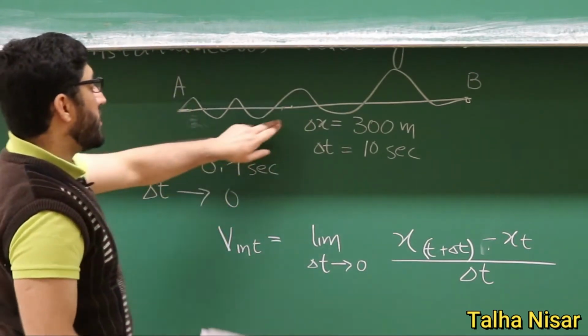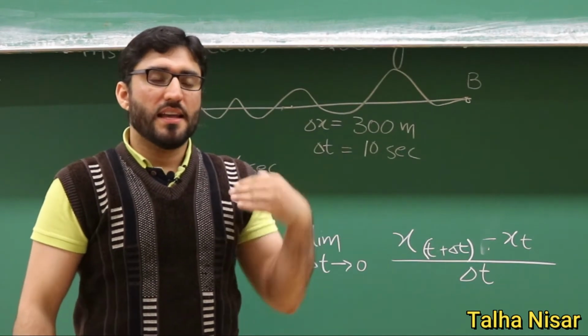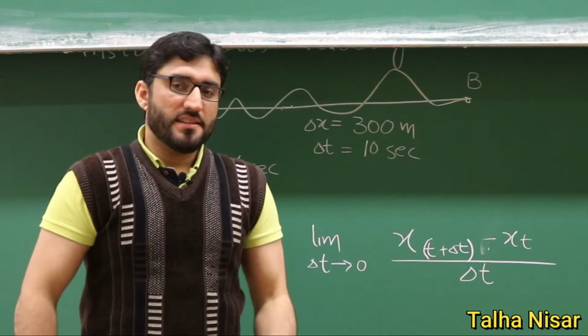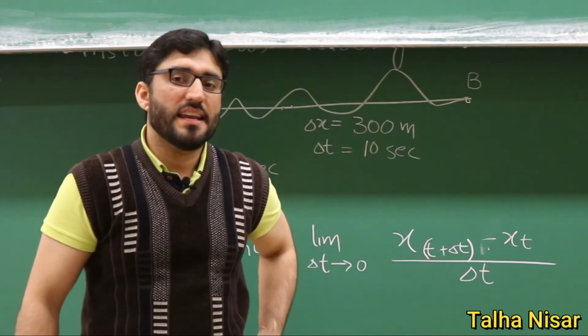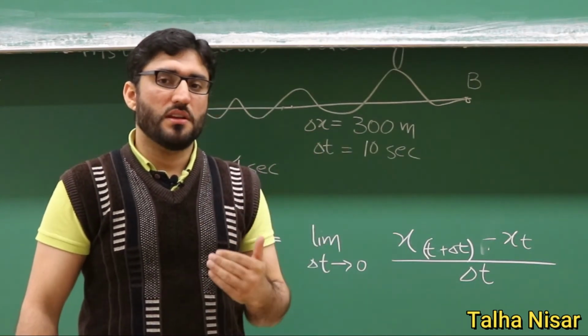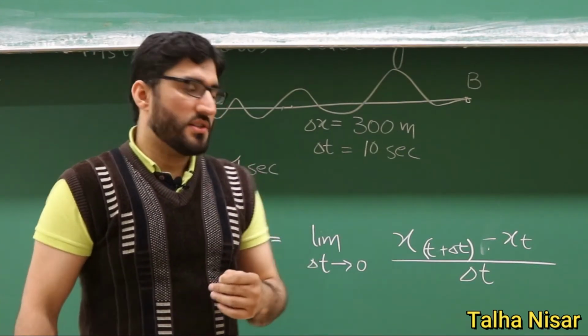So when it's approaching 0, it means that the time that it takes is extremely small, and this is called the instantaneous velocity. The instantaneous velocity is giving us the information about the motion of the object at each and every point.